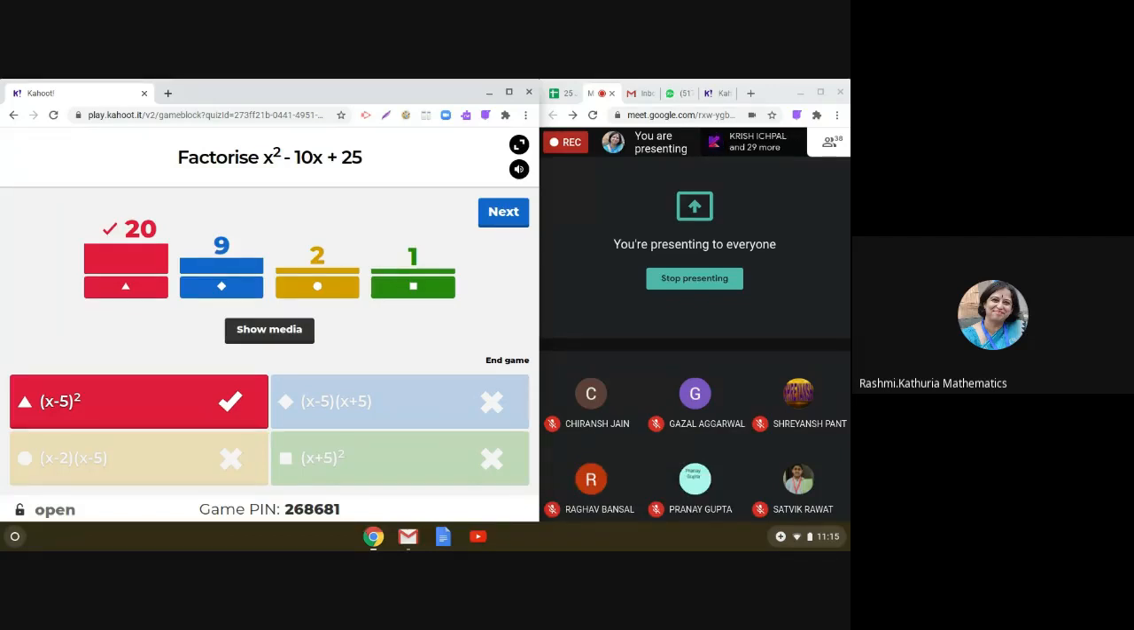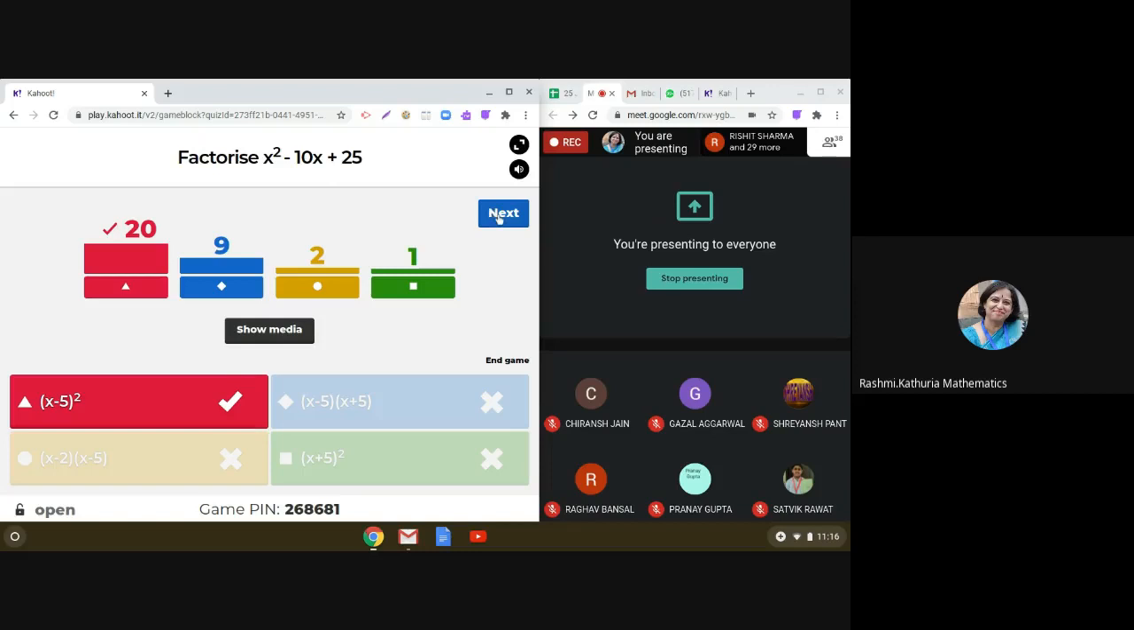Now, x plus 5 whole square, you can quickly scrap this one, because all the terms should be positive. Now you see x minus 2 into x minus 5. If you just quickly notice the product of the constant terms, it is coming out to be 10, so you can simply scrap it. So what is the correct answer? x minus 5 whole square. This is also one of the strategies. Please try to acquire the skill of eliminating the wrong choice. That is also one way of getting the right answer in a multiple choice question.